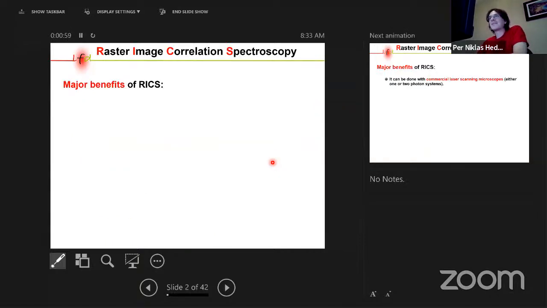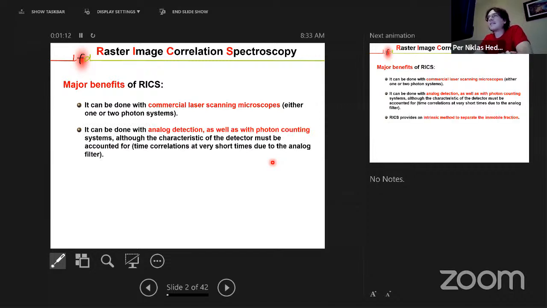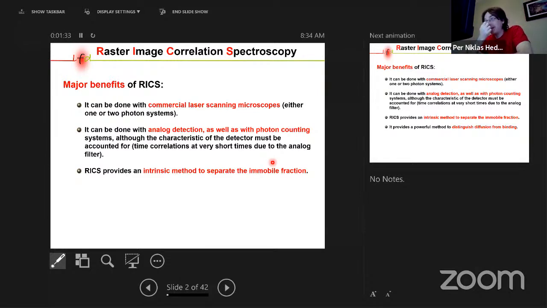So what are the benefits of RICS? Well, you can do it with a commercial laser scanning microscope. It can be a single or 2-photon system. You can do it with either photon counting detection or analog detection. With analog detection, you have to be a little bit careful. If you have the chance to join the practical session on Friday, we'll show you in a little more detail what's going on there using real data. Then, if you're interested in doing measurements in cells, RICS is particularly advantageous because it provides an intrinsic method to separate out the immobile fraction. You can also distinguish diffusion from binding. I mean, it's not only the movement of molecules; there could also be binding and unbinding happening in the system you want to study.